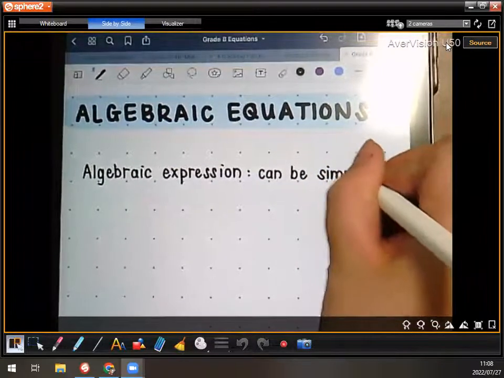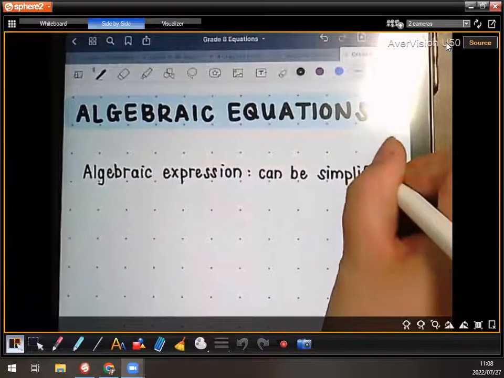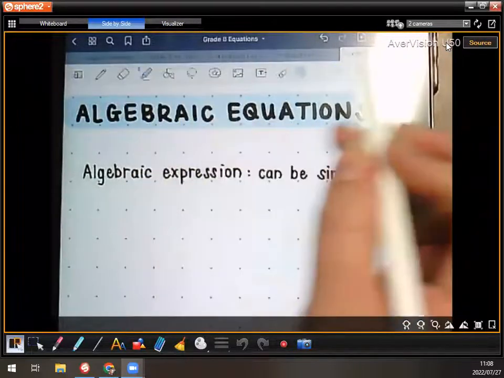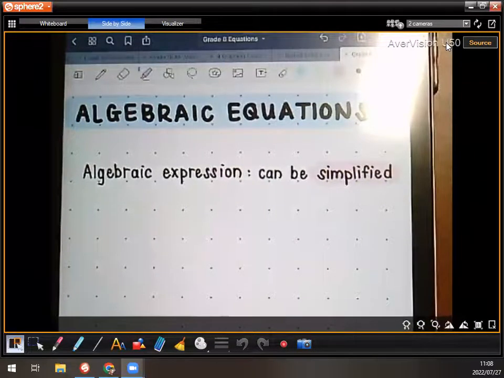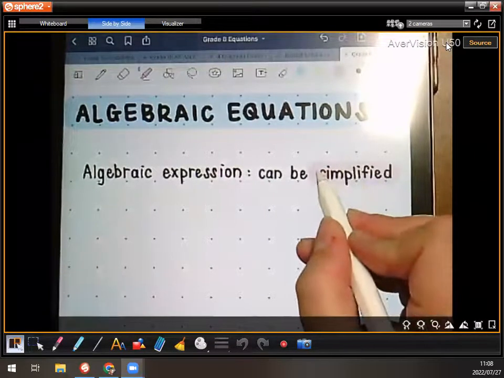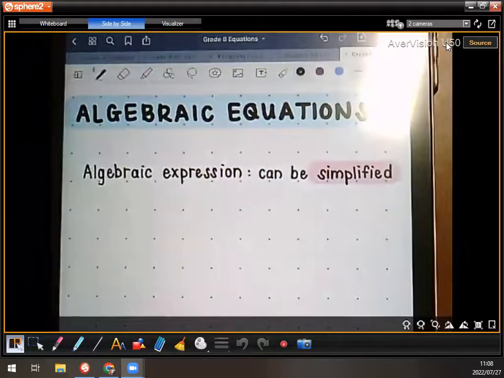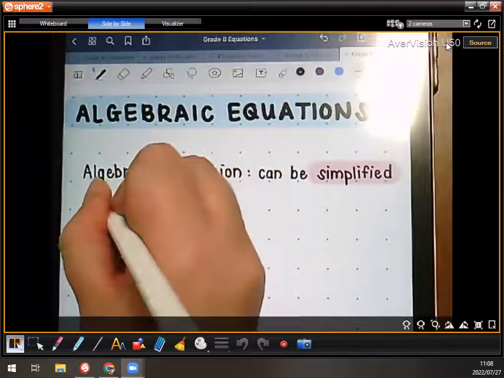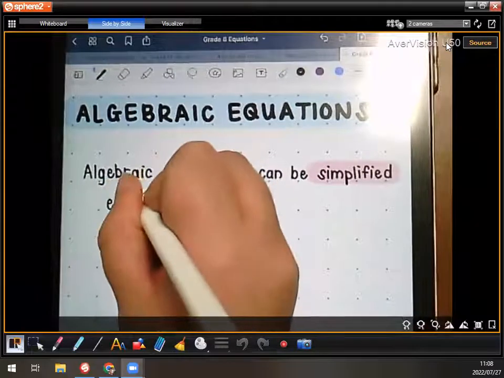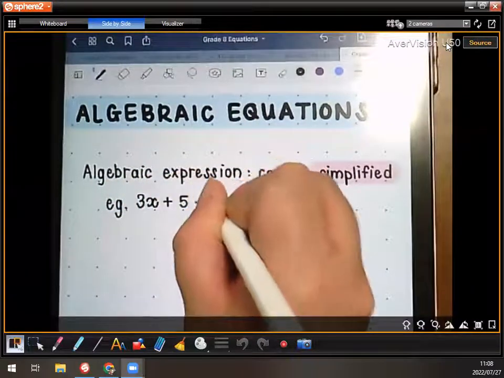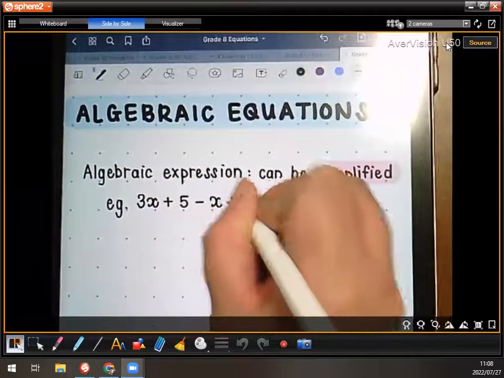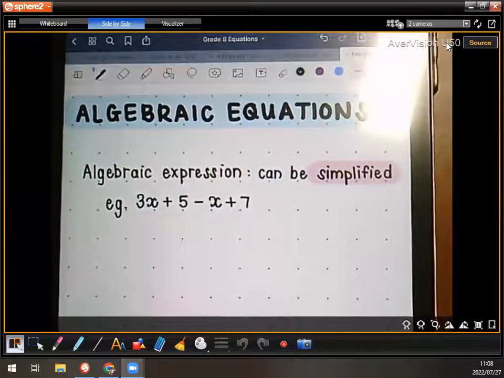Okay, an algebraic expression can be simplified. So whenever you are given an expression to work with, the instruction will say simplify the following. So this is something like, for example, 3x plus 5 minus x plus 7. That is an algebraic expression.